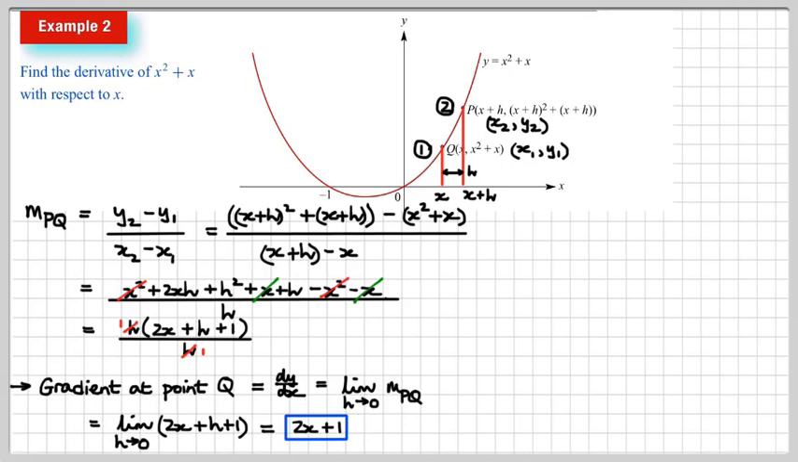Now, you've got your driver's license, your rule, your formula, the key that opens every door to the gradient of any point on that curve with that particular rule, x squared plus x. If, for example, let's just play with one, you picked x is 3, like in the previous example, you can say, bingo! 2 times 3 is 6, plus 1 is 7. The gradient would be 7 when x is 3.